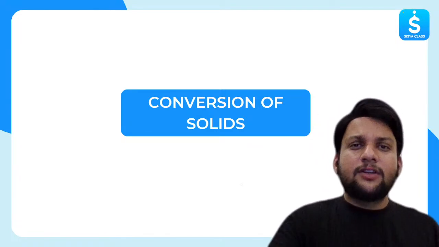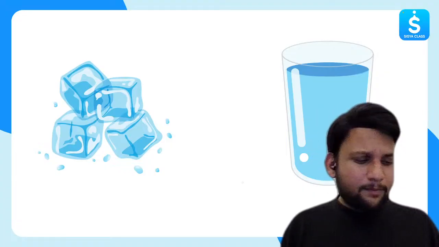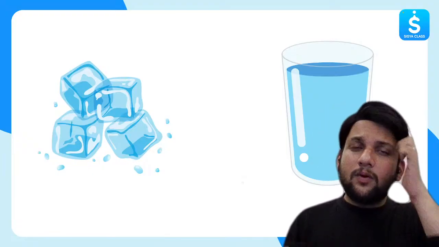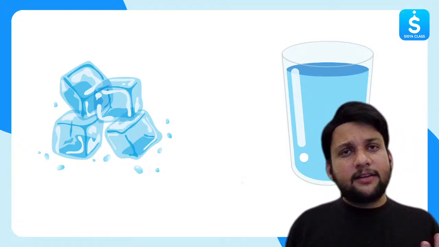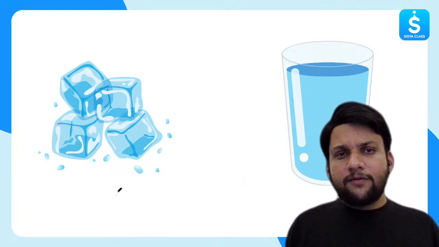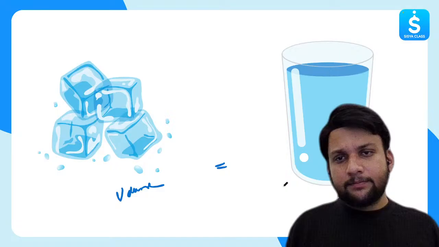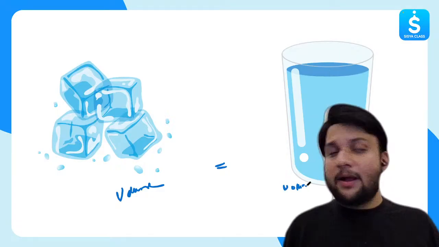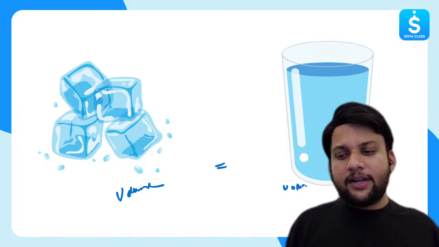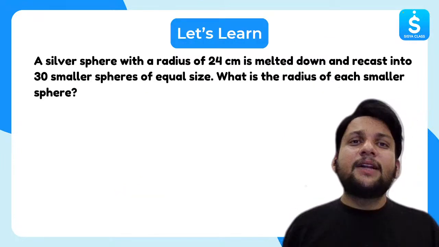Alright, what does conversion of solid mean? First of all, have you ever seen ice? Suppose I take ice, and under ideal conditions that no matter is lost, I create an ice and let it melt. Can I say that the volume of the ice that I have created is equal to the volume of water under ideal conditions? I'm not considering that some is evaporated. Nothing is evaporated. So in that case, volume remains the same, right? So this is the concept that we are going to do.